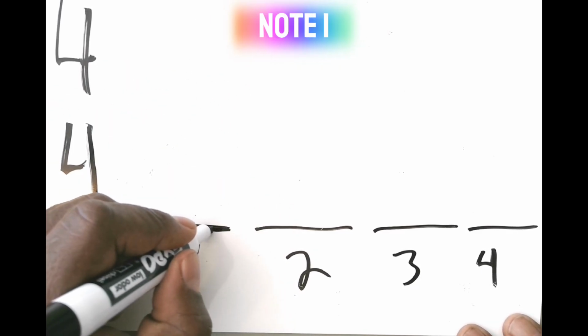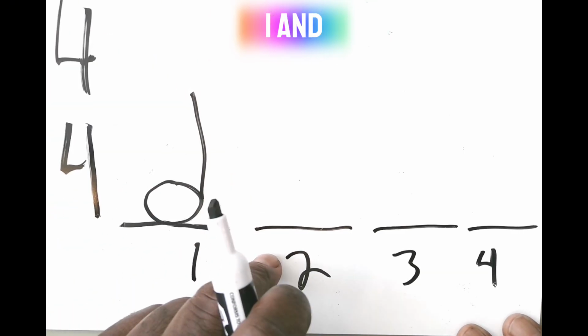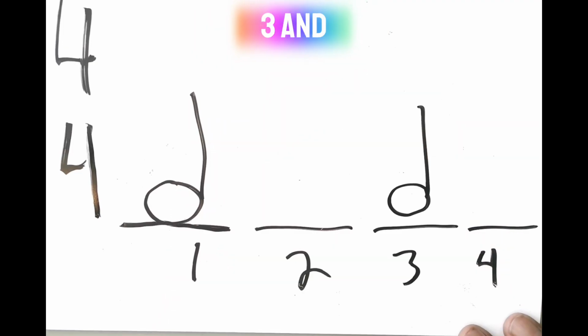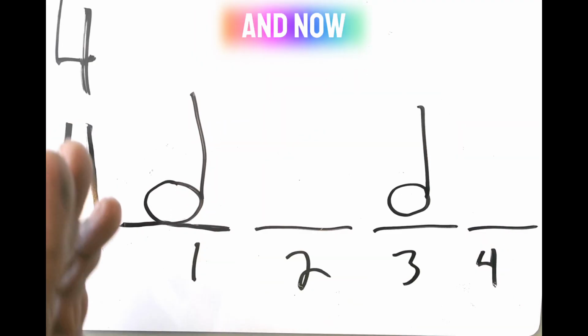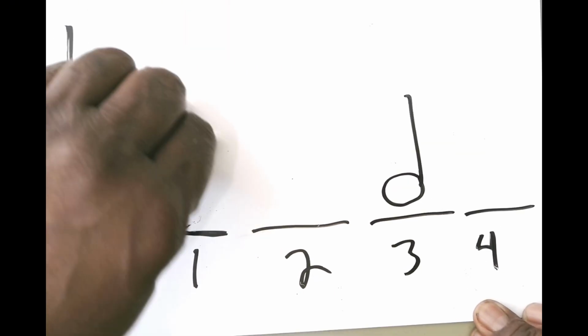And then a half note, I could fit 2 of them. So I could put one here, but that would take up beats 1 and 2. I could only put another one here, and that would take up beats 3 and 4. And now there's no more space left in this measure, right?